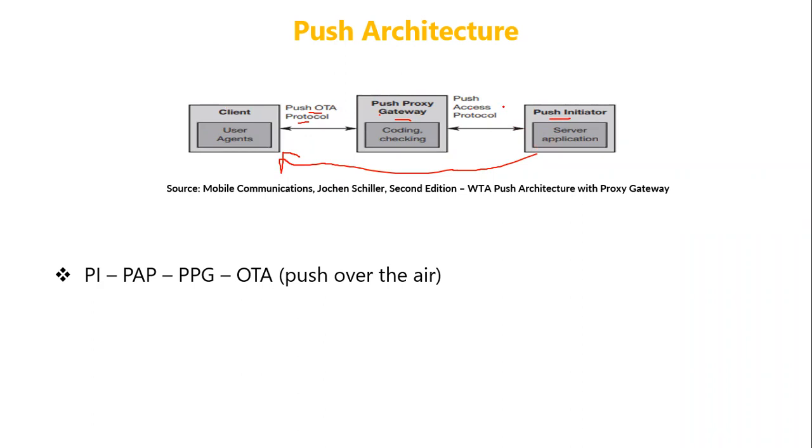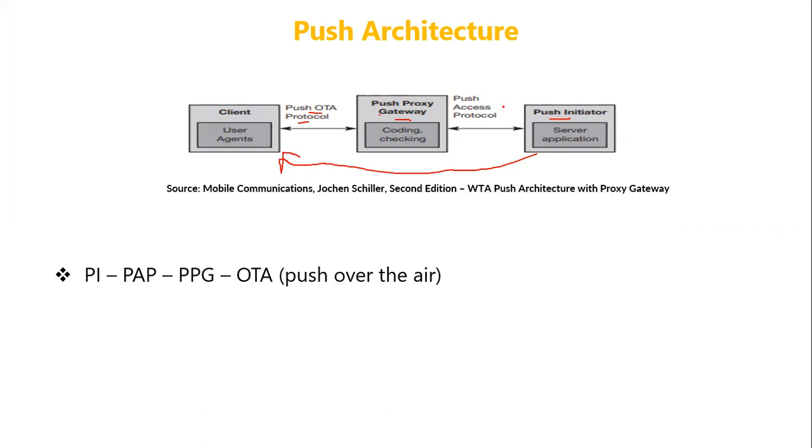So what is this push proxy gateway? This push proxy gateway is similar to the WTA gateway for pull services. In WTA also we have discussed a gateway. This push proxy gateway provides many functions to transform protocol messages and content exchange between the server and the client. And PPG accepts push messages from a PI and checks if this message can be forwarded to the client.